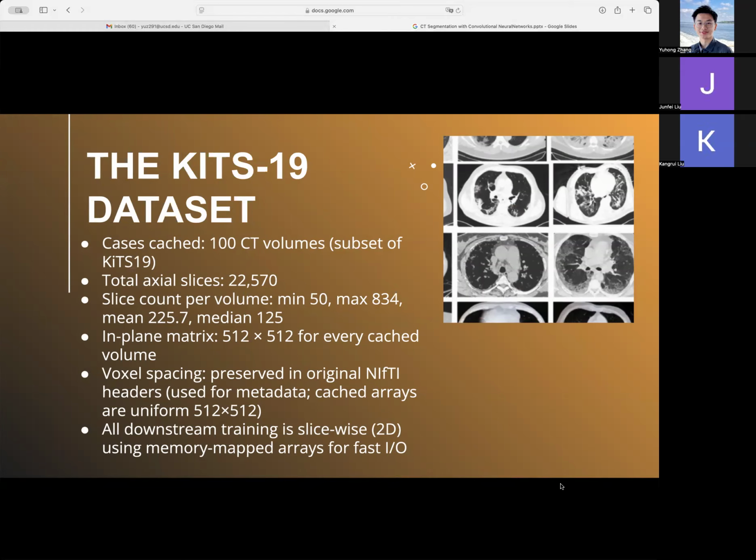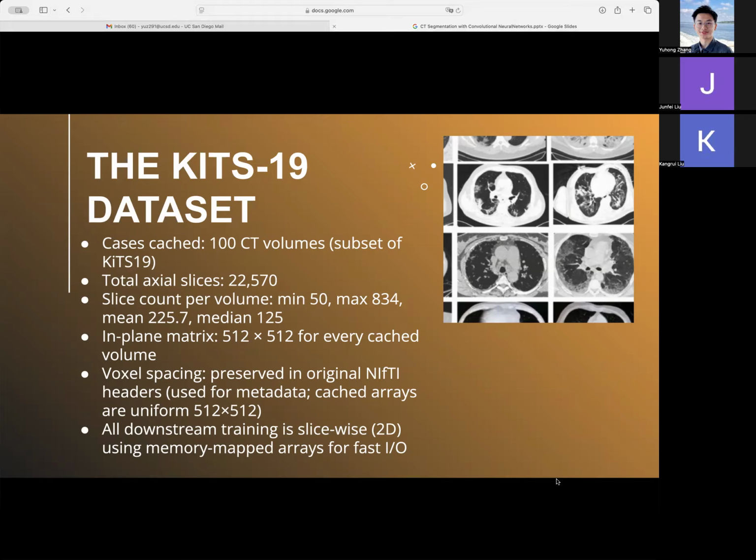So for our experiments, we're taking the KiTS-19 dataset, which is an open source dataset for kidney tumors. We're sampling randomly around 100 CT volumes out of the entire open source dataset, and we define our problem to be a 2D kidney segmentation problem. Therefore, we're taking axial slices, a total of around 22K, and we have a brief slice count per volume set over here.